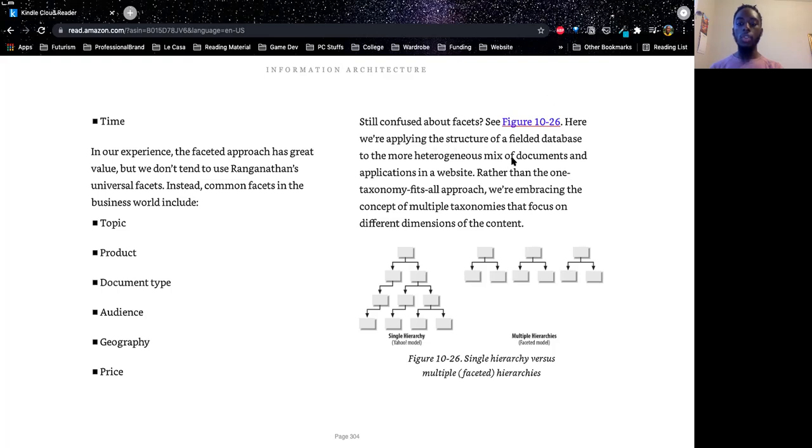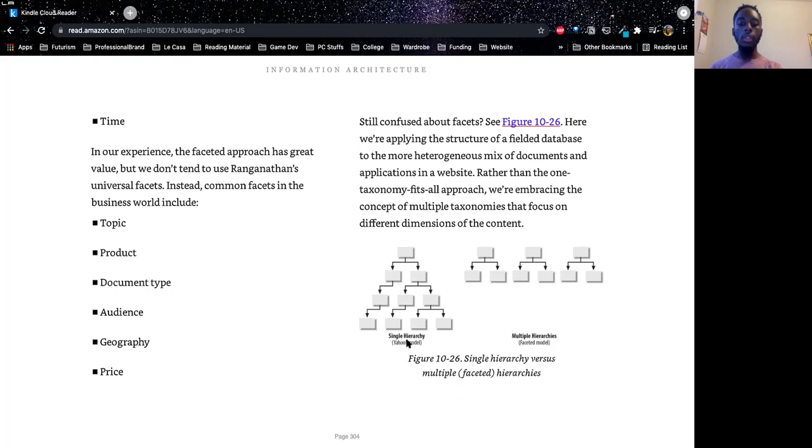Here, we're applying the structure of a fielded database to the more heterogeneous mix of documents and the applications in a website. Rather than the one taxonomy fits all approach, we're embracing the concept of multiple taxonomies that focus on different dimensions of the content. So you have simple hierarchy, such as the Yahoo model. Yeah, multiple hierarchies, which is a faceted model. Interesting. Single hierarchy versus multiple faceted hierarchy.